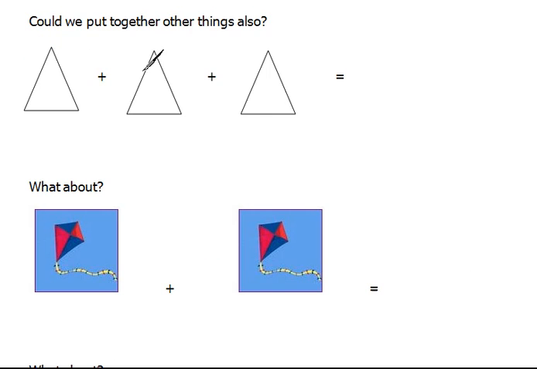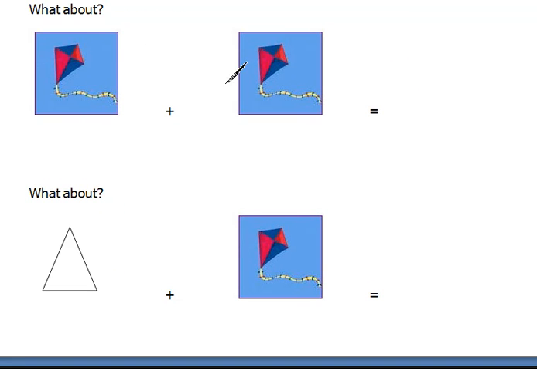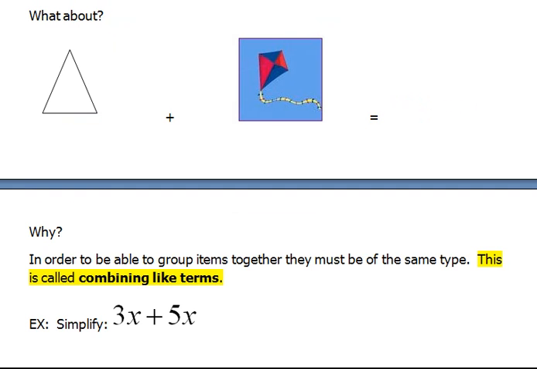What if we had a triangle and a triangle and another triangle? Would you say that we have 3 triangles? Absolutely. Or what if we had a kite and another kite? Wouldn't we put that together and say now we have 2 kites? Absolutely. But what about a triangle and a kite? We can't put this together and say it's 2 triangles or 2 kites because these are different types of items. Right? We just don't have any idea what that would be.